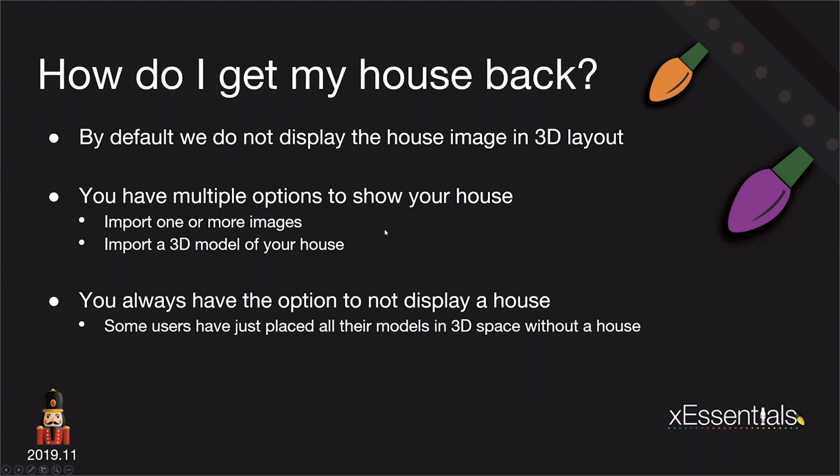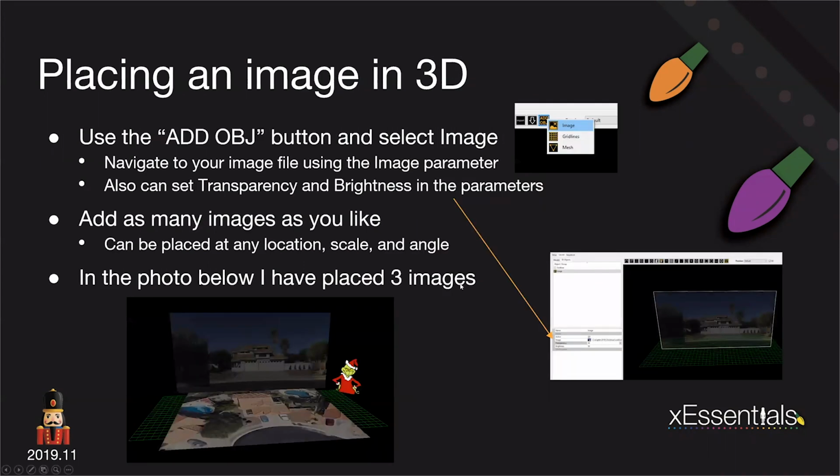So I'm saying here you have multiple options on how to show your house. You could just import 2D images, and it can be more than one, or you can import a 3D model of your house. You also have the option to not even display your house. I've seen some users that just placed all their models in 3D space, but they placed them as if they were on the house, and it almost looked like a house because they had all their roof angles and everything, and looked really nice even without a house there. So I'm going to show you how to do the first option, which is bring images in.